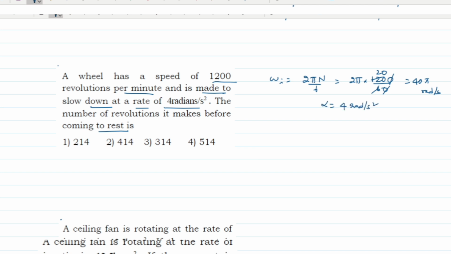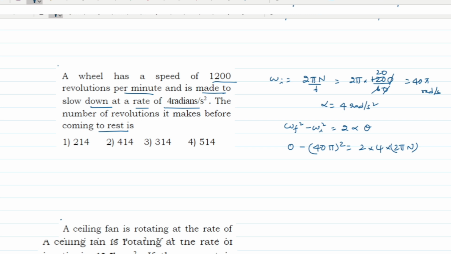The number of revolutions it makes before coming to the rest. So here omega final whole square minus omega initial whole square, which will be equal to 2 into alpha into theta. So its final value will be 0 minus initial angular velocity we got as 40 pi whole square, which will be equal to 2 into alpha value, which is given as 4, and here theta value you can calculate. Theta is nothing but 2 pi into n.